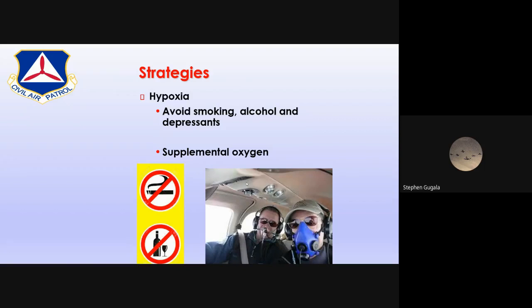If you do find that you're just not feeling right, whether you're at 5,000 feet or 18,000 feet, oxygen is going to be the best cure. And again, avoid smoking and alcohol, especially if you know you're going to be going on a mission.